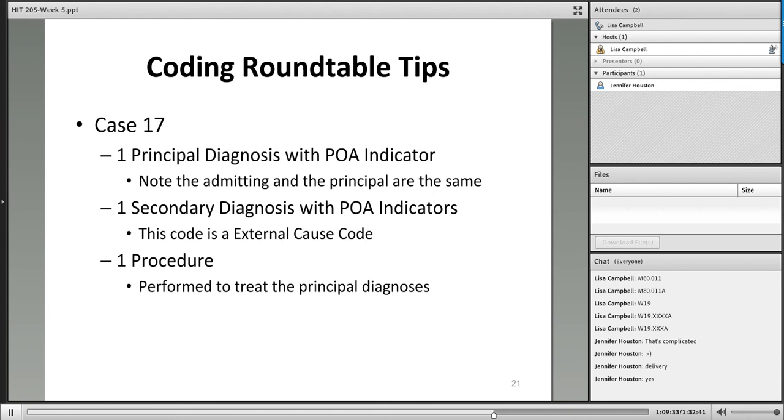So the external cause codes, they have their own index. They show 5 things. So how it happened, we know our patient, or you will know, our patient was struck by a tree. It can show the intent. It can show the place where it occurred. It can show the activity, and it can also show the external cause status.